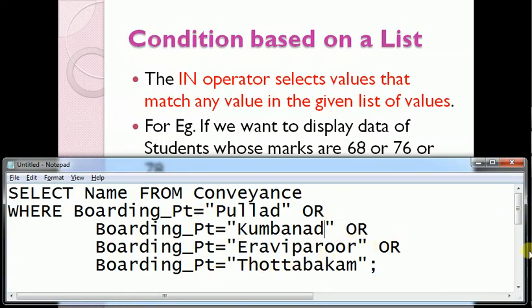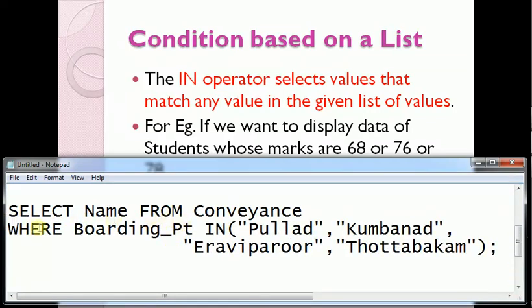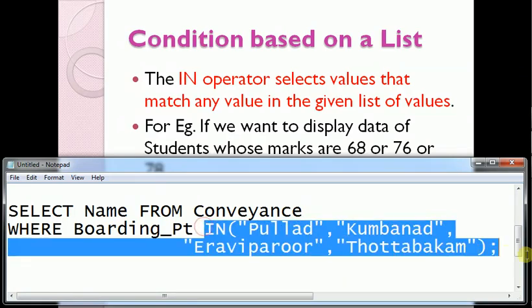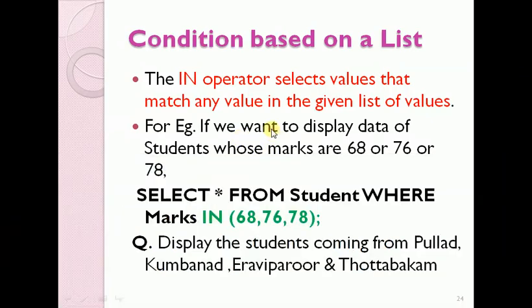Instead of that, if we are using the in clause, we can simply write the query like this: where boarding point in Pullad, Kumbanad, Iruperur, Thottaphagam. Instead of writing boarding point equals again and again, that can be avoided if we use this in clause. So the in clause is very useful when we have a list of values. If two more places need to be added to the list, this will be easier if we are using the in clause.